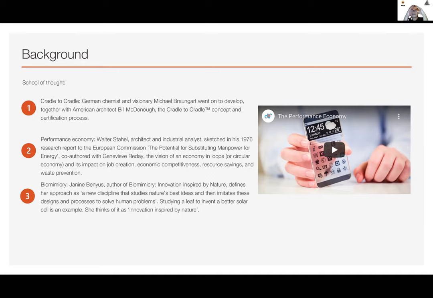Imagine a plant. It grows, and then it becomes fertilized, and then it dies, and the seed becomes the next generation of the plant. So that's actually the principle of circular economy as well.